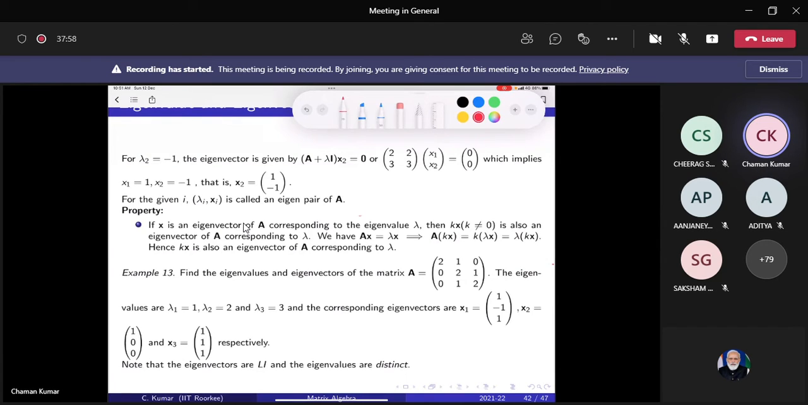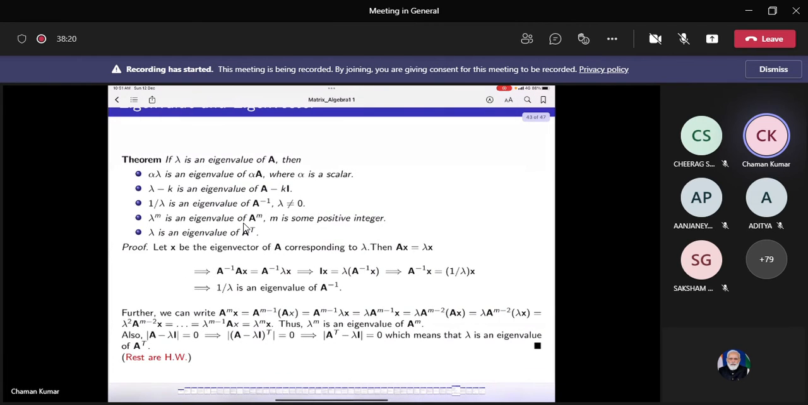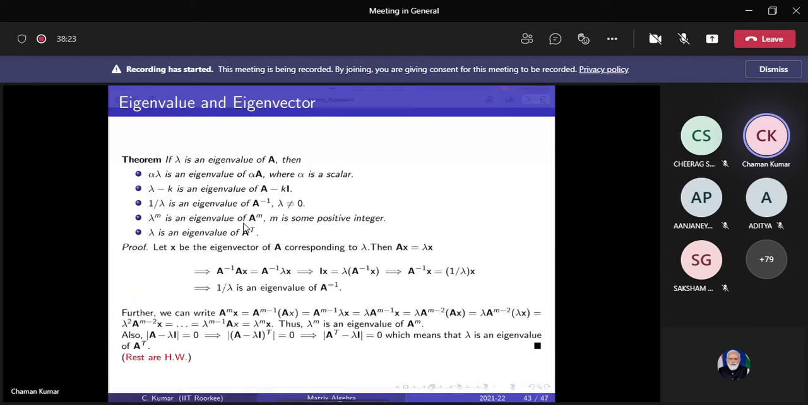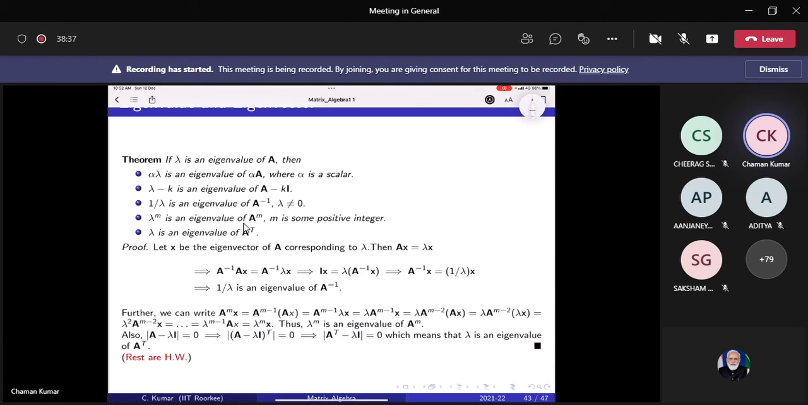So from here we notice that the eigenvectors x1, x2, x3 that you have obtained are linearly independent. You can check these vectors. And we also notice that the eigenvalues are distinct. Okay. So now we move to some other properties of eigenvalues stated in this theorem. I'm going to prove only some parts of this theorem. The remaining parts are not difficult to prove, so I'll keep them as an exercise for you.